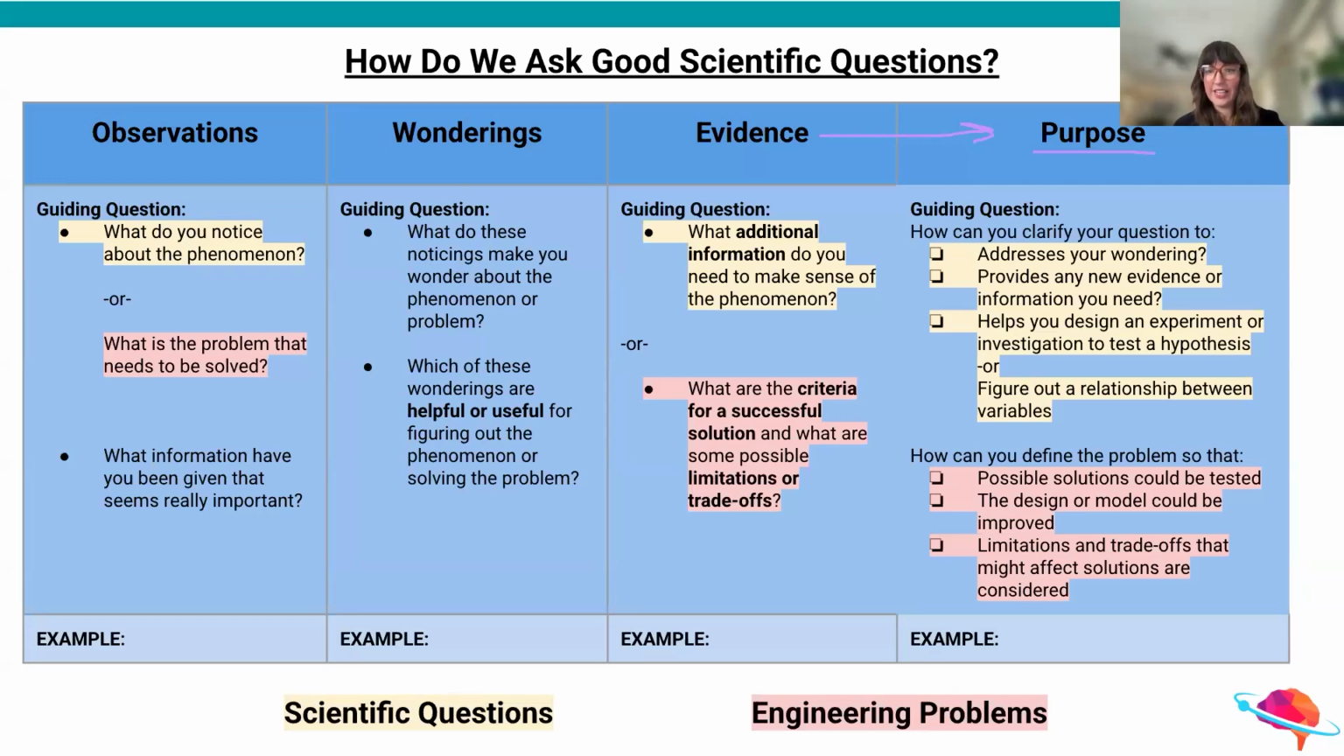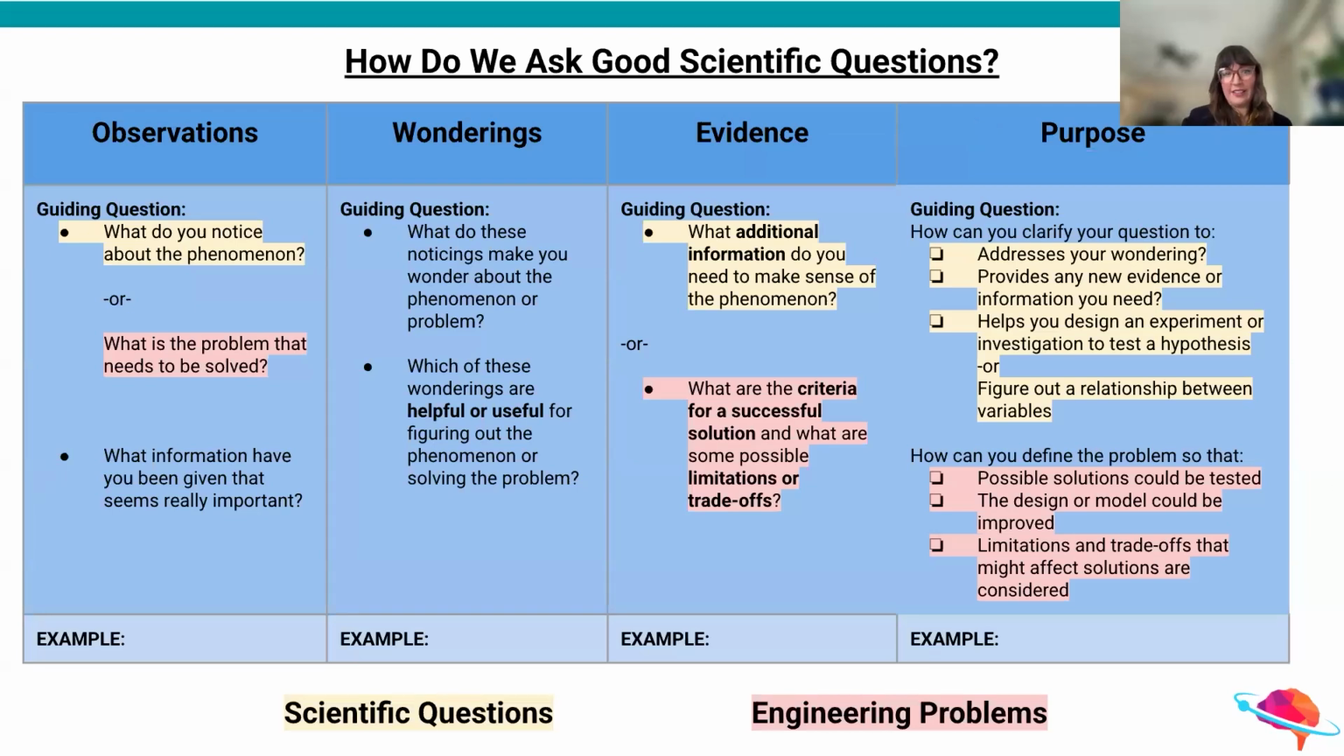That might help us define the problem. If we can think about a hammer will fix this problem, that helps us actually define the problem. The designer model could be improved. So if we're evaluating an existing designer model to improve it or revise it, that's something we need to think about. And again, lastly, to get at that purpose, what are those limitations and trade-offs that might affect the solutions that we're considering or that we're evaluating?